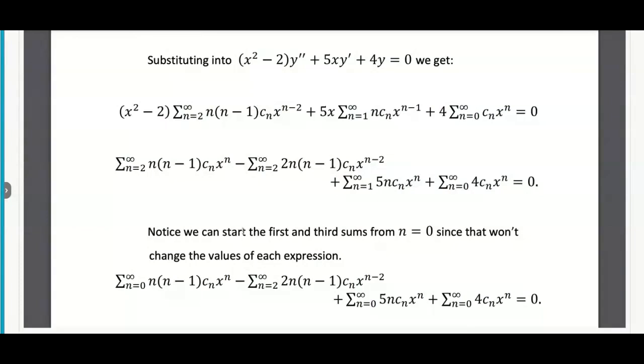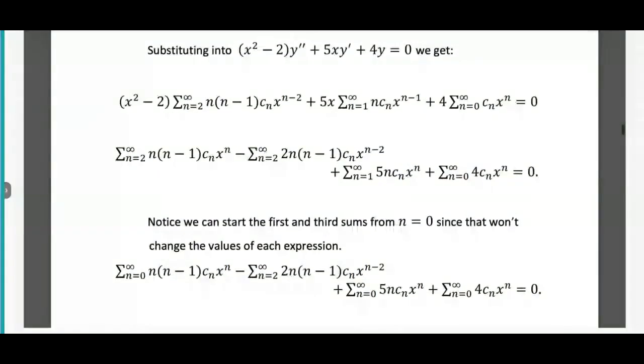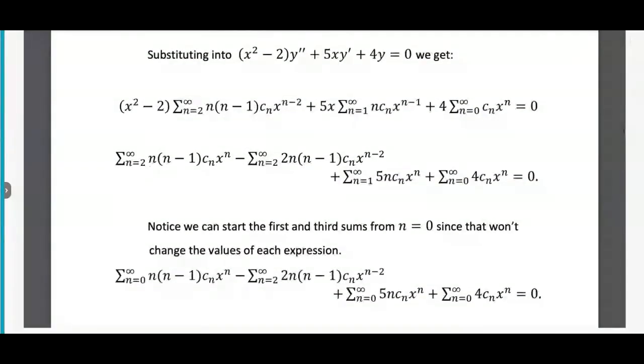So now we can start the first and third sums from n equals 0, since that won't change the values of each expression. Right, because here we have x raised to n. So that means this power series starts with x squared, which just doesn't have x to the 1 and the constant term. That's fine. And this is the same thing, right? This one has n starting with 2. 2 minus 2, that's 0, right?